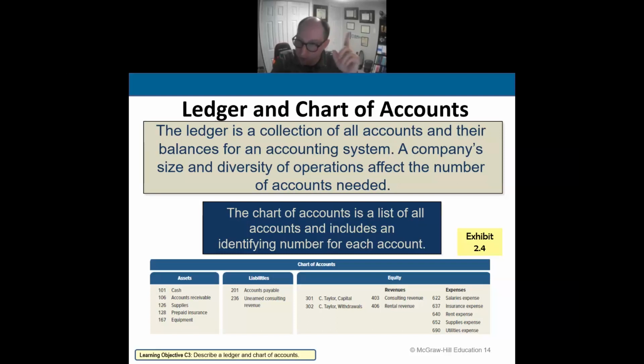So when we look at the chart of accounts, the first thing that always shows up in every business is cash. Account number 101, that's cash. 106, accounts receivable. 126 is supplies. 128 is prepaid insurance. 167 is equipment. The numbers are relatively arbitrary, but every account has a number associated with it. That number is the number of the account in the chart of accounts. It's a unique identifying number for each account that helps to find where it's located on the chart of accounts. Make sense?